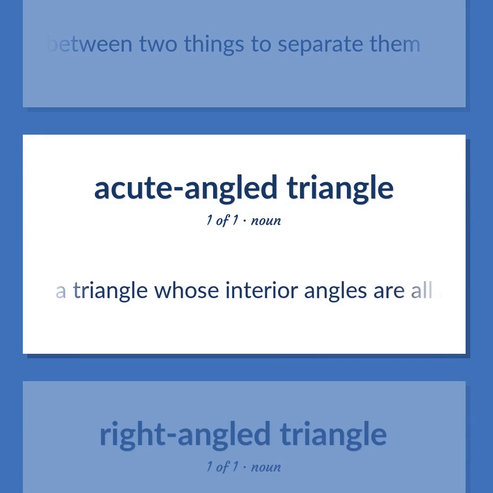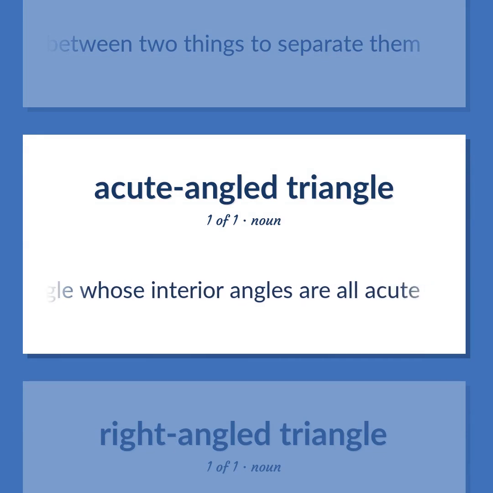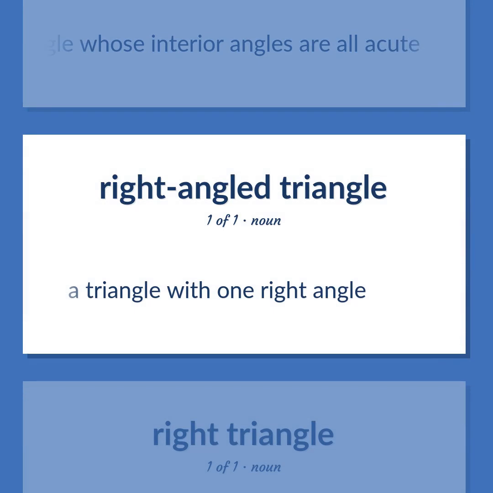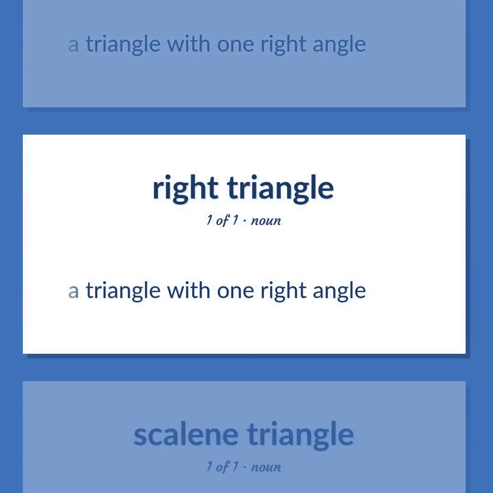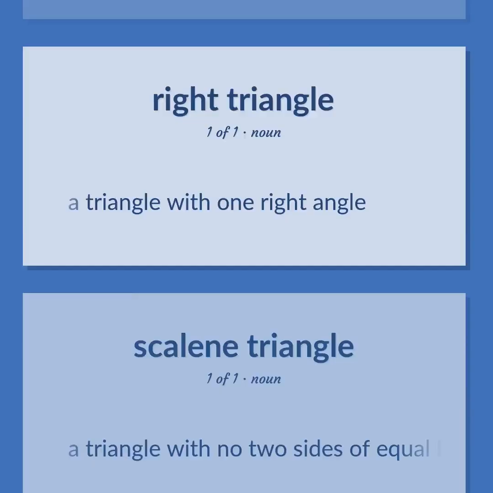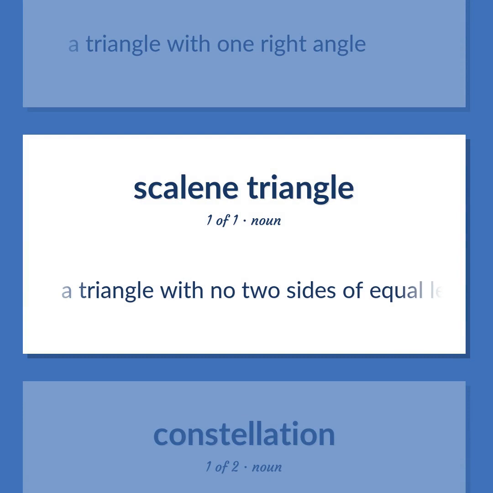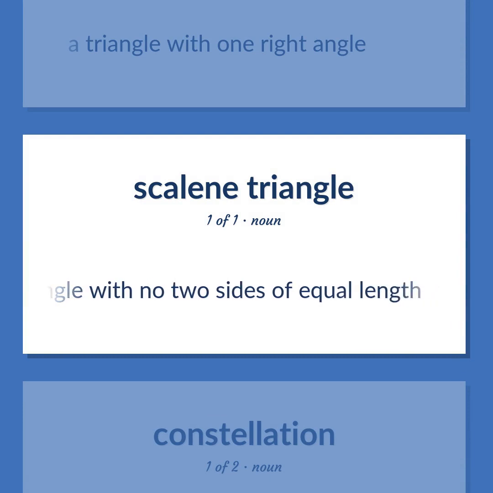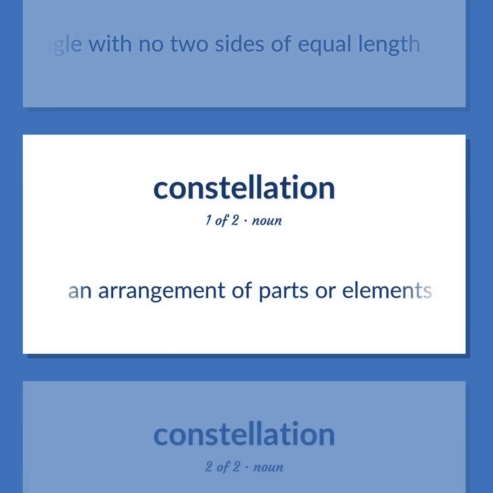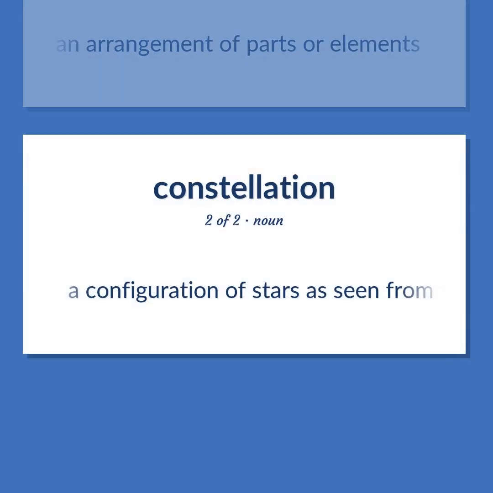A triangle whose interior angles are all acute. A triangle with one right angle. A triangle with no two sides of equal length. An arrangement of parts or elements. A configuration of stars as seen from the Earth.